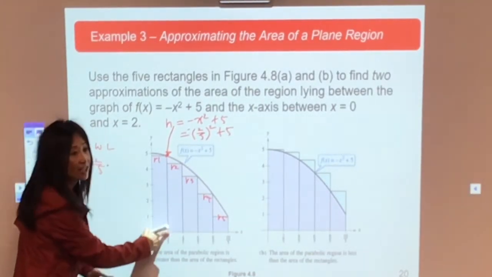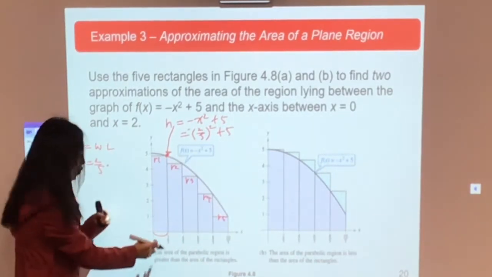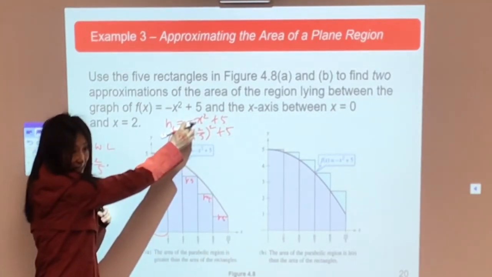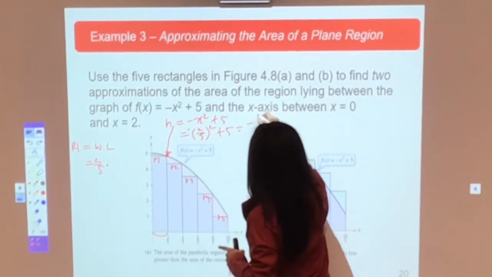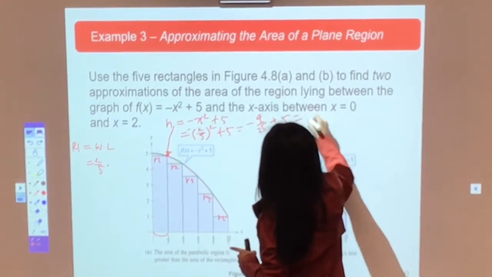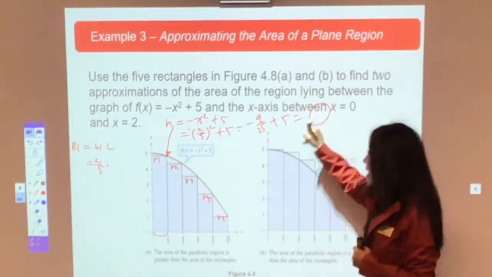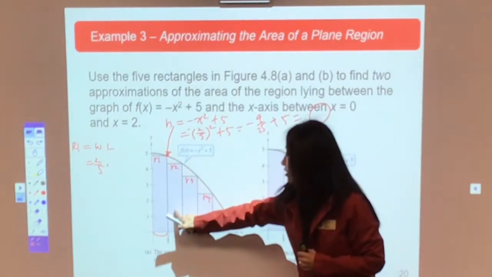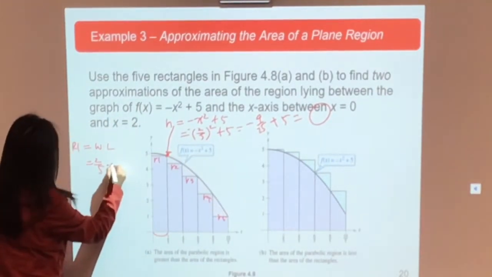For the width, we divide by how many rectangles we want. For the height, you plug that number into your equation. In this case, this really means negative 4/25 plus 5, so you get some positive number. Then you do that number times 2/5, and that gives you the area of that rectangle. How would you find the area of this one then, area 2? The same way.